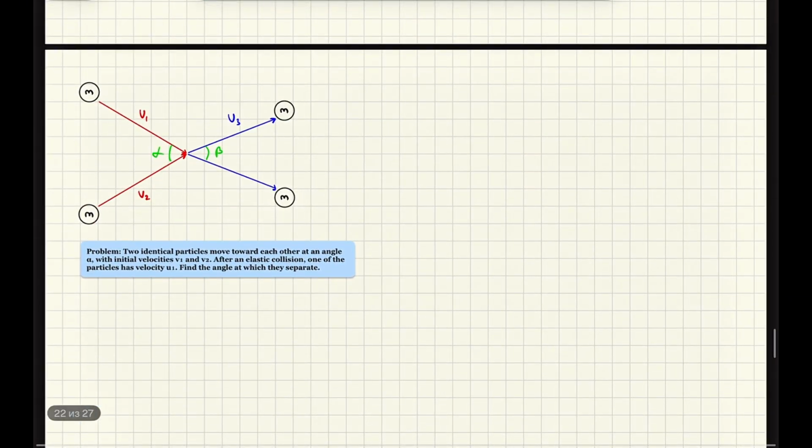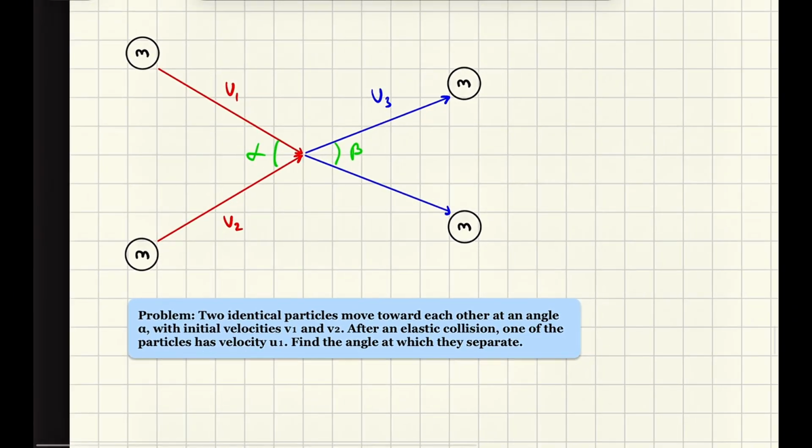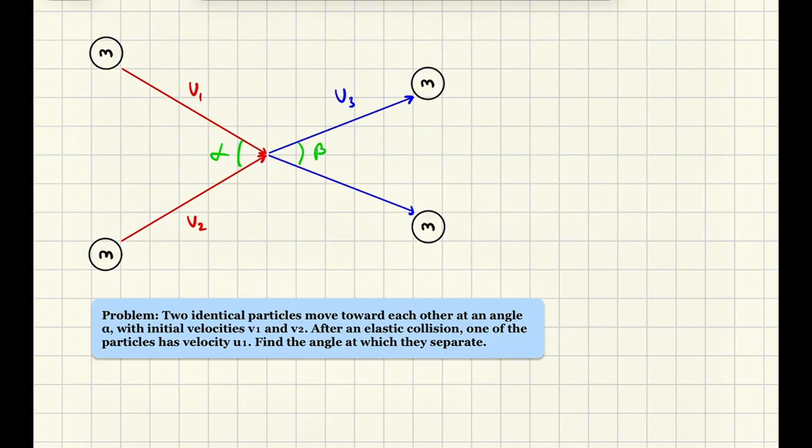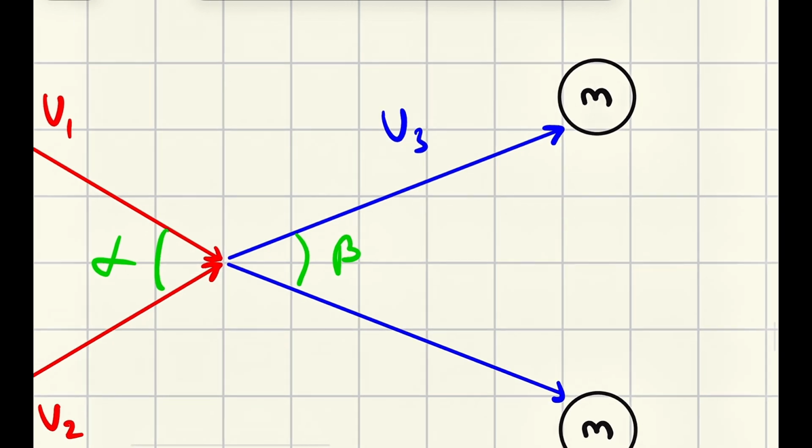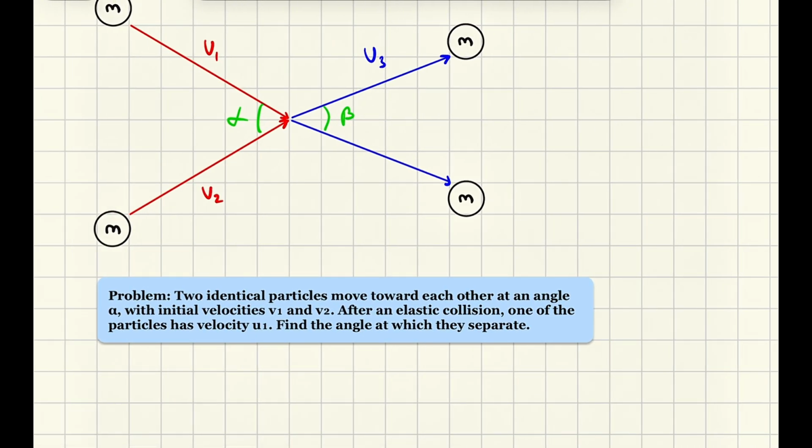Okay, right now let's try to work with something very similar. Right now we would have probably the same situation, but a little bit further. Two identical particles move toward each other at an angle alpha with initial velocities v1 and v2. After an elastic collision, one of the particles has velocity u1, but instead I've written it as v3. Find the angle at which they separate.